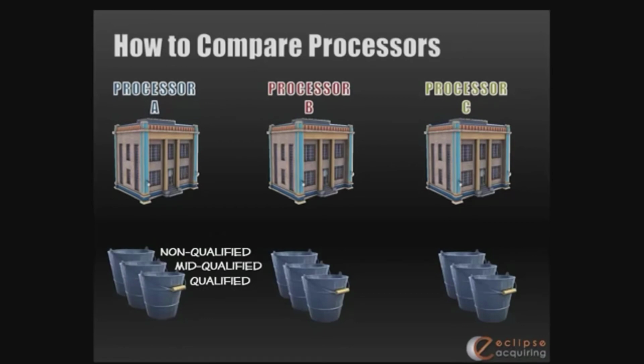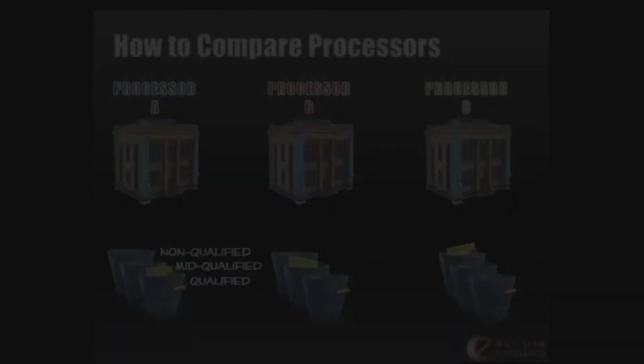A transaction that would fall into a qualified bucket with processor A may fall into a mid-qualified bucket for processor B, and that exact same card and transaction could fall into a non-qualified bucket for processor C.